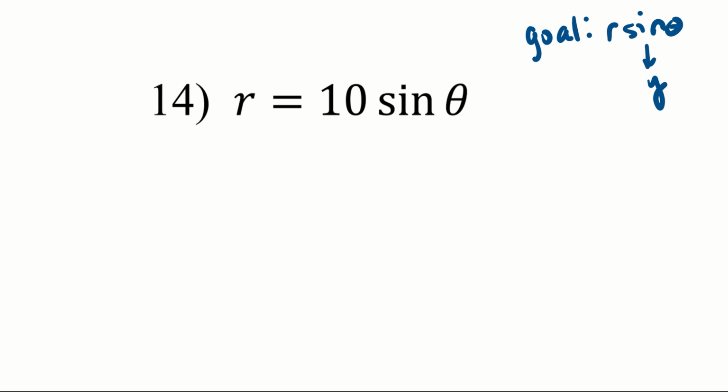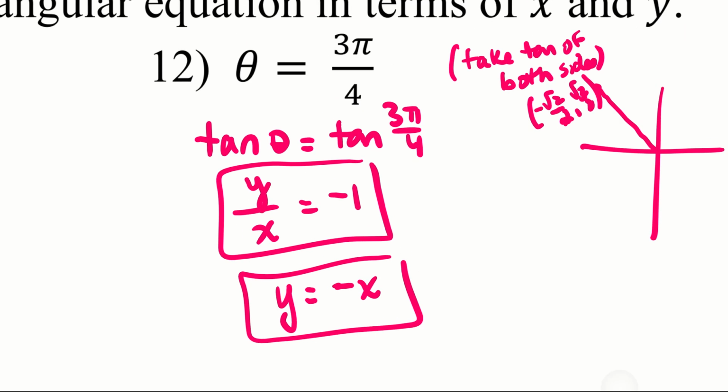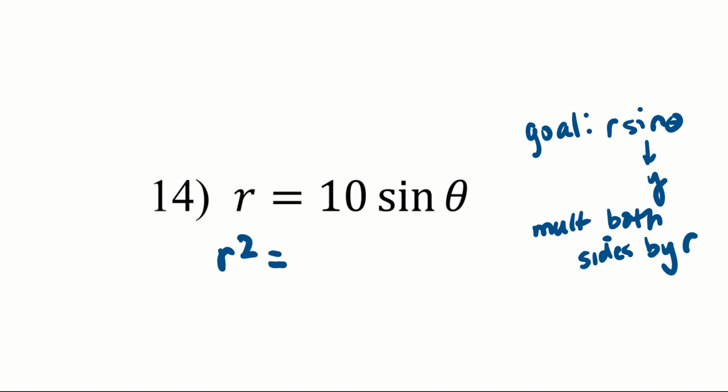Sometimes when you divide by a variable, you lose a solution. But okay, maybe I could do that. But again, then I'd get sine of theta over r. What I want is sine of theta times r. So, kind of like what we did in number 12, where I took the tangent of both sides, this time I'm going to multiply both sides by r. That's helpful because then I get something.